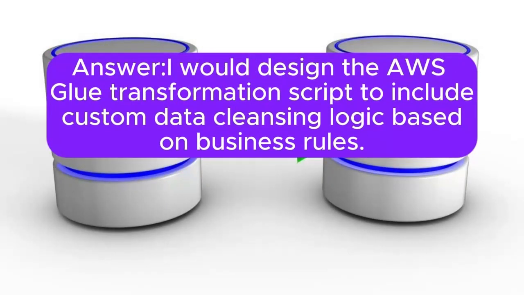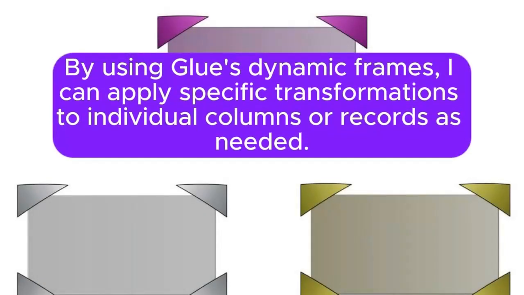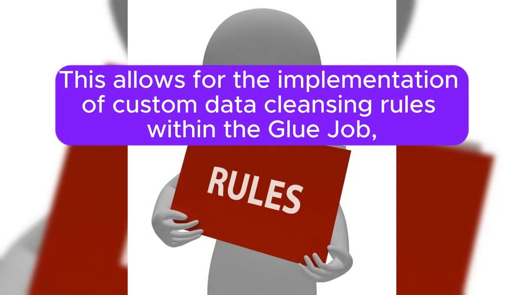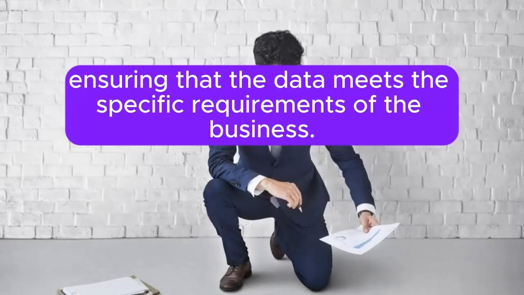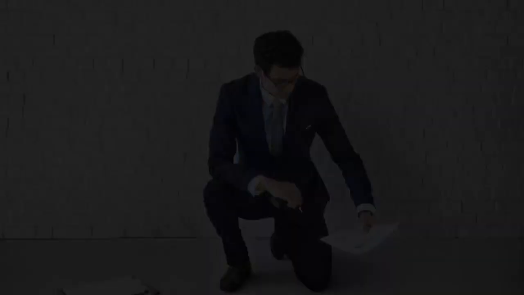Answer: I will design the AWS Glue transformation script to include custom data cleansing logic based on business rules. By using Glue's dynamic frames, I can apply specific transformations to individual columns or records as needed. This allows for the implementation of custom data cleansing rules within the Glue job, ensuring that the data meets the specific requirements of the business.